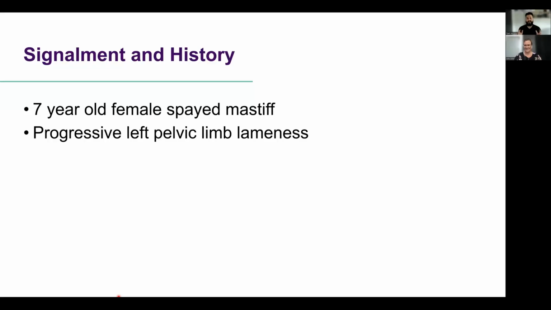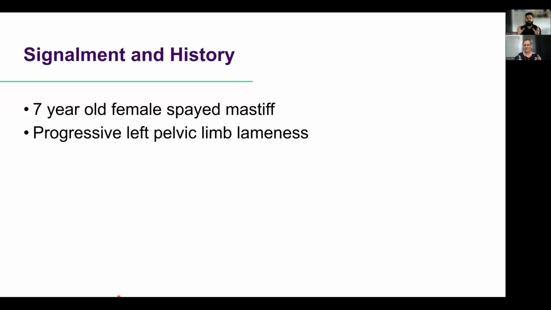Yeah, let's do it. All right, so the signalment and history for today's case is a 7-year-old female spayed mastiff who has a progressive left pelvic limb lameness. Whenever we're faced with a patient with a lameness, the most important thing to do is use our physical exam to localize where that lameness is coming from. The reason being is that collimated radiographs to our region of interest are going to do us so much better than blasting the whole patient looking for what might be wrong. So we really need to take collimated radiographs to that region of interest.